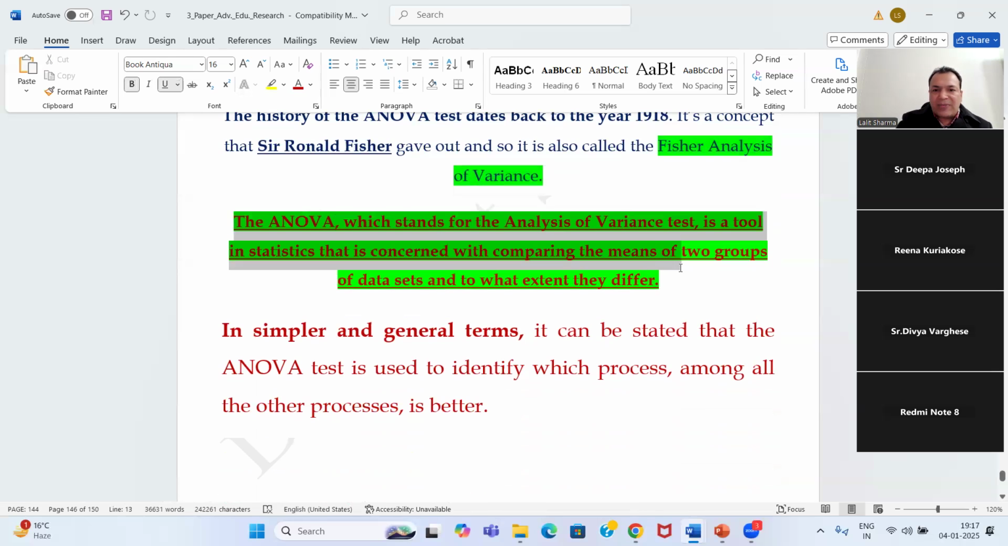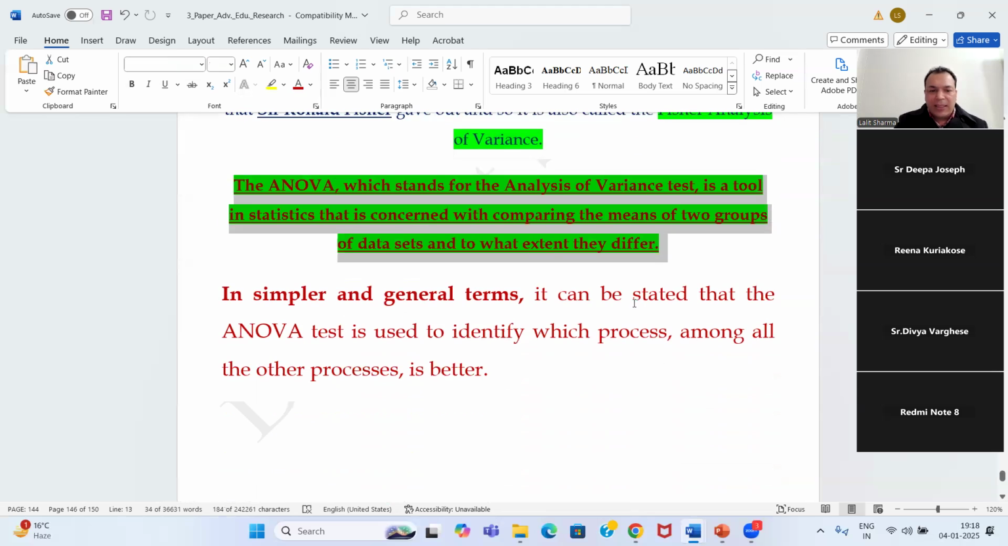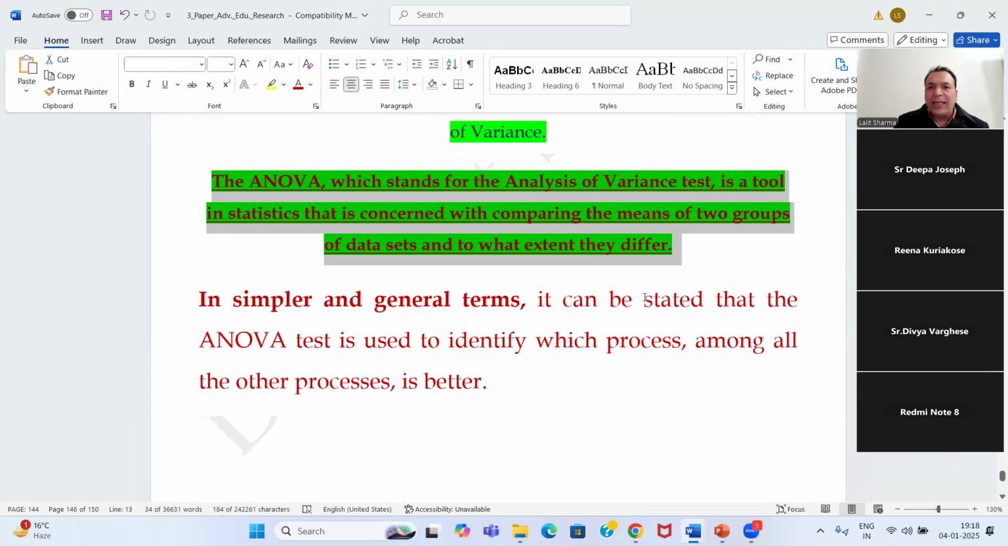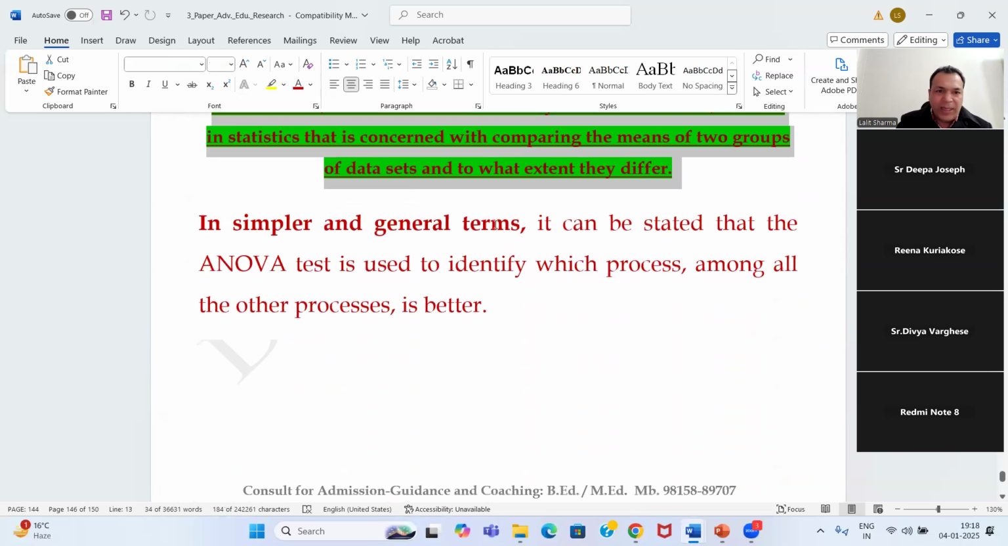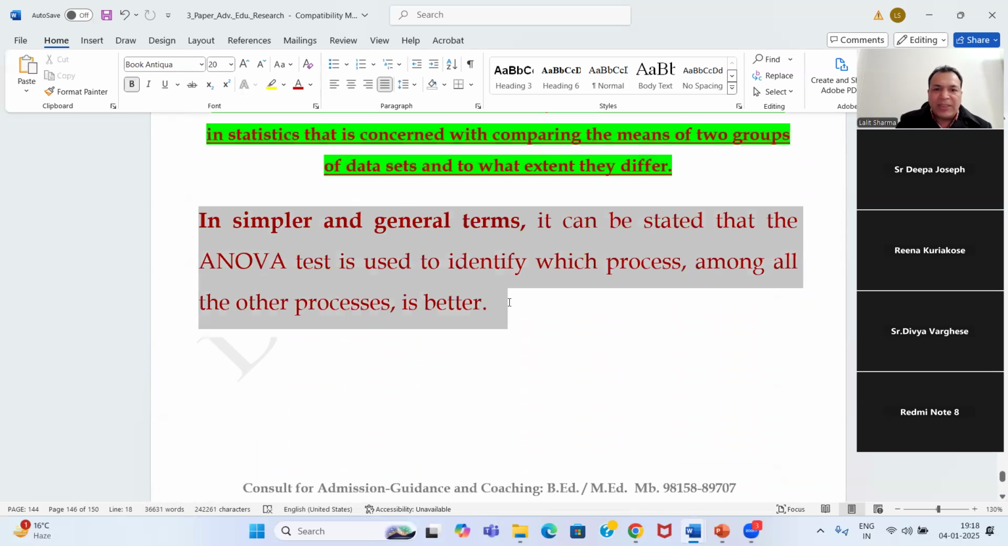The ANOVA, which stands for analysis of variance test, is a tool in statistics that is concerned with comparing the means of two groups of data sets to what extent they differ. In simple and general terms, it can be stated that the ANOVA test is used to identify which process among all the other processes is better.